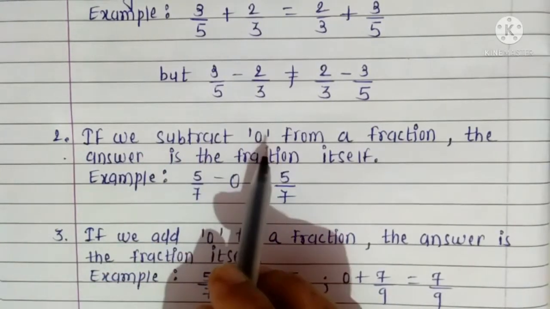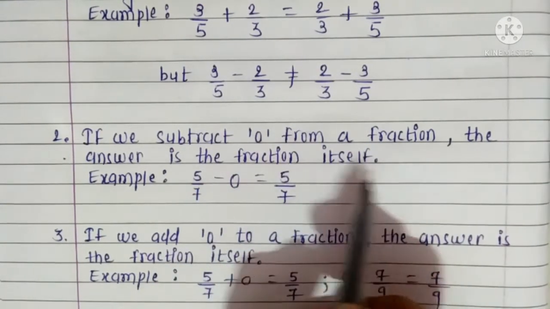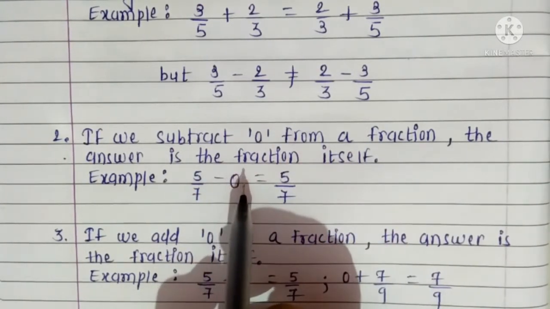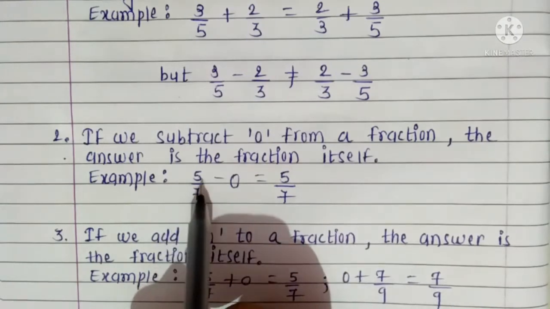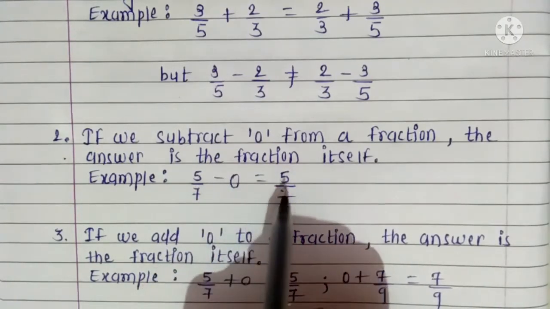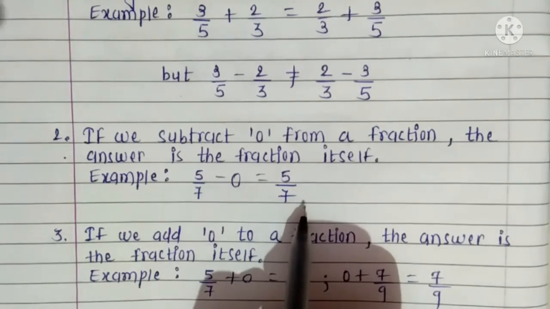Next, 2. If we subtract 0 from a fraction, the answer is the fraction itself. That means, अगर हम कोई भी fraction में से zero subtract करते हैं तो हमें answer fraction itself मिलता है. For example, 5 upon 7 minus 0 is equal to 5 upon 7, fraction itself.